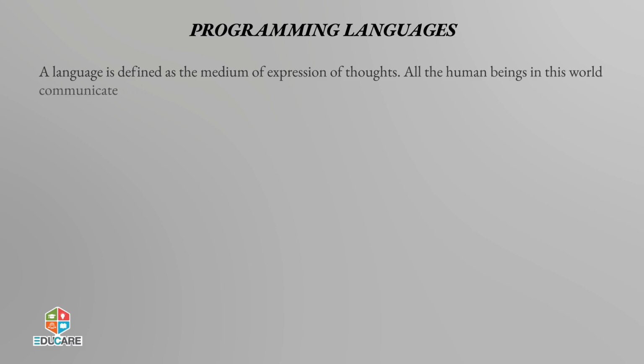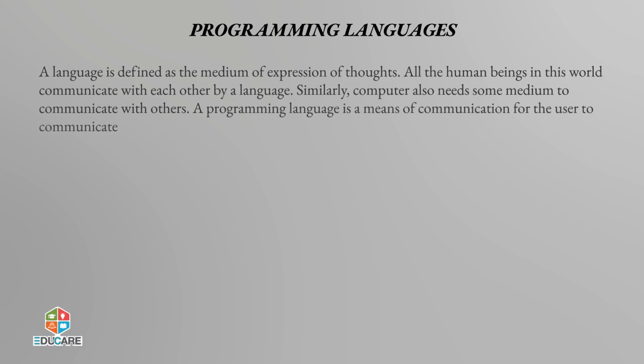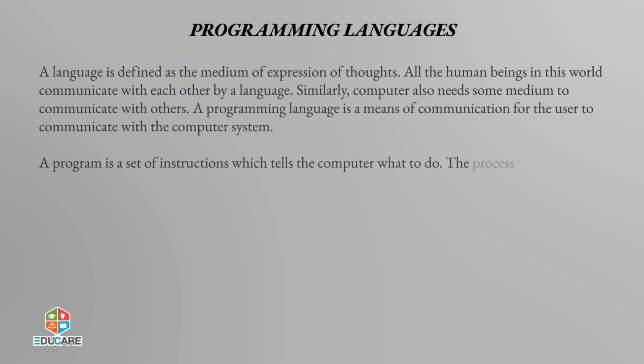Programming languages. A language is defined as the medium of expression of thoughts. All the human beings in this world communicate with each other by a language. Similarly, a computer also needs some medium to communicate with others. A programming language is a means of communication for the user to communicate with the computer system. A program is a set of instructions which tells the computer what to do. The process of writing a program is called programming.